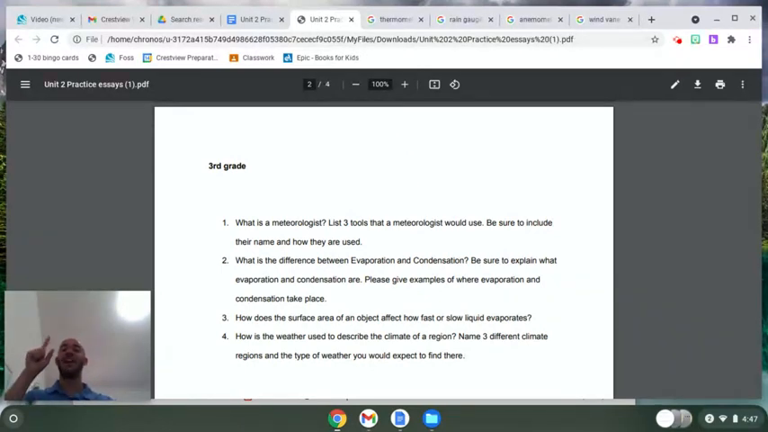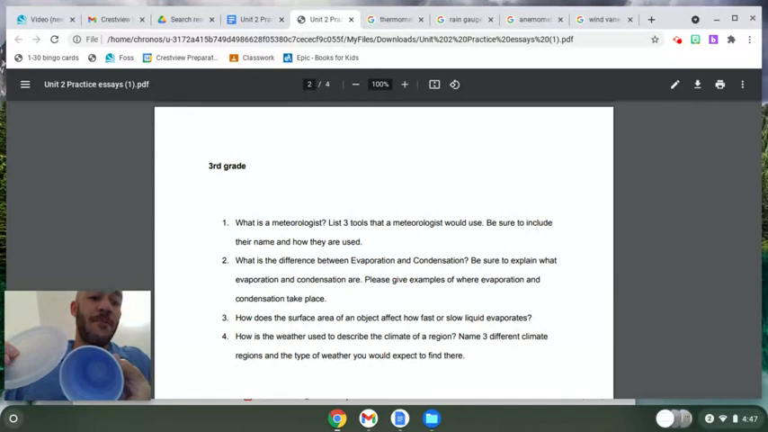How does the surface area of an object affect how fast or slow liquid evaporates? Well, let's take a look at these two containers. One is wider, which means it has a larger surface area. Which one do you think would have the most liquid evaporate first? This one, because it has a larger surface area.